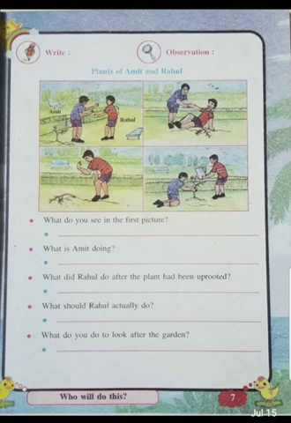And what do you do to look after the garden? Suppose your own garden is not there, but if a public garden is there, that is public property, how will you maintain that? You will not pluck flowers, you will not throw rubbish, you will try to keep the garden clean. At least you will try to pick up the dry leaves or the waste paper which has fallen down in the garden. You should also try to grow more trees. Suppose there is a place over there in the garden, you should try to plant more plants over there. So this is one more picture observation.